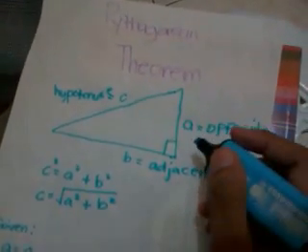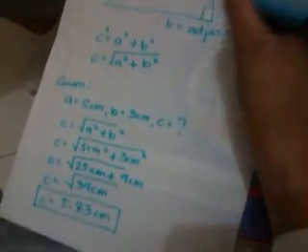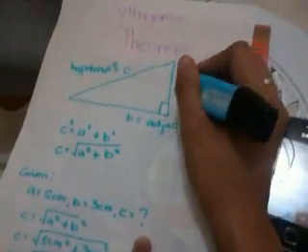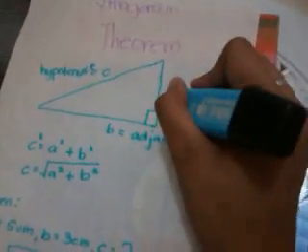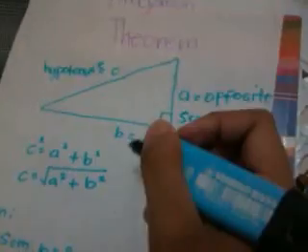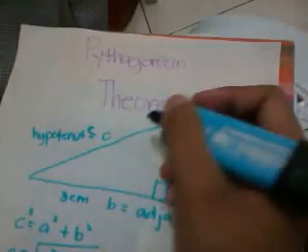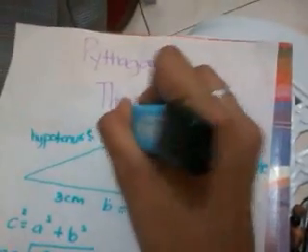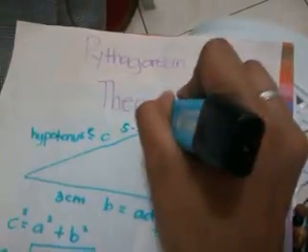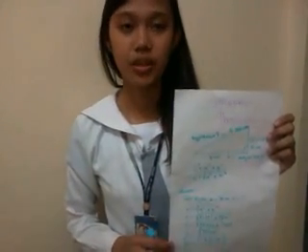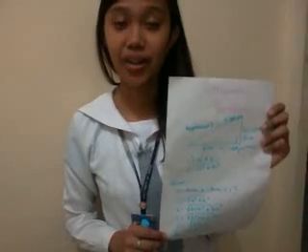So now we solve the value of C. Let's put their values in the illustration. A is equal to 5 cm, B is equal to 3 cm, and our letter C is equal to 5.83 cm. So now we solved the hypotenuse side. This is the way you can solve the Pythagorean theorem.